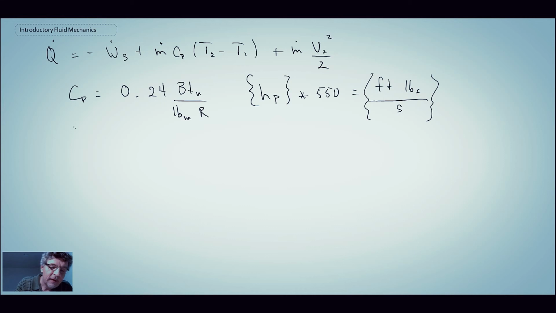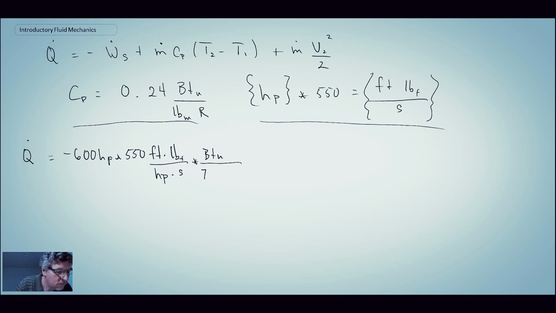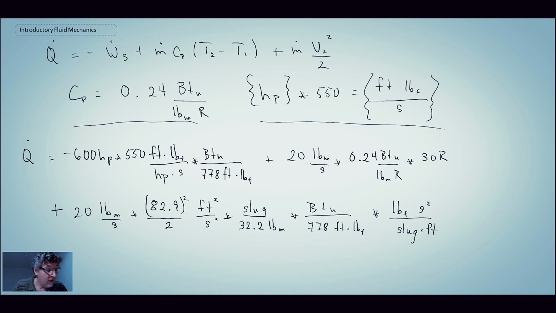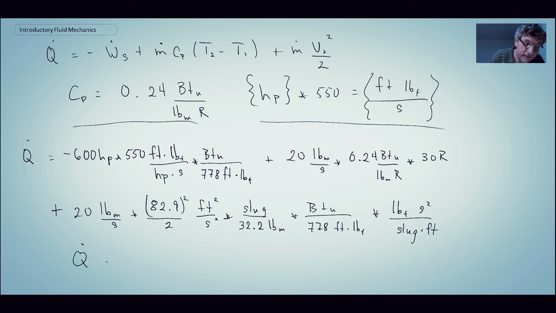Okay, so we have the value of C sub P, and we have a conversion between horsepower and foot-pound per second. So let's go through and plug everything in. So with all of that, we plug it in. We have to do a conversion between foot-pound force and BTU here. But what we get is Q dot is minus 277 BTU per second.